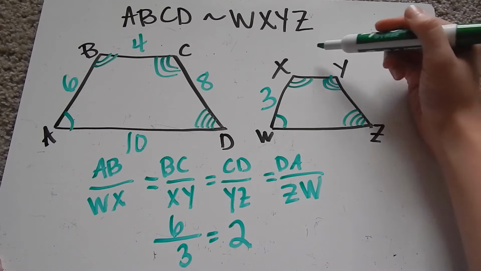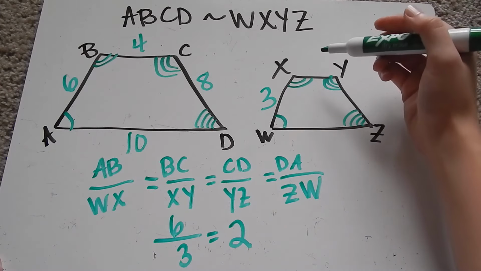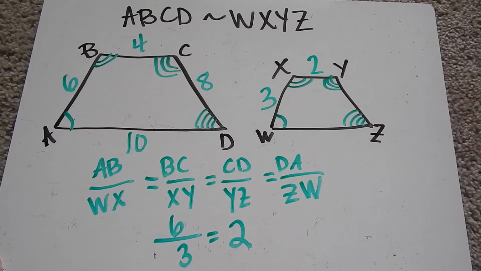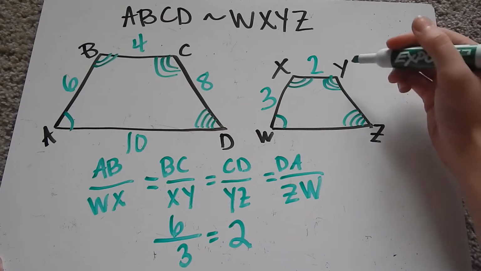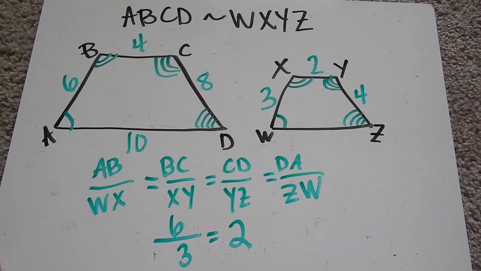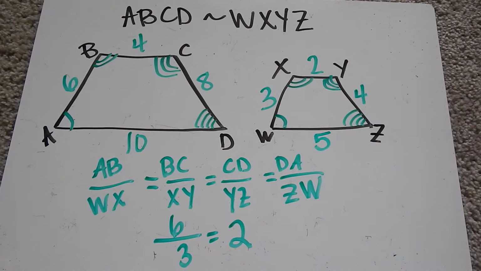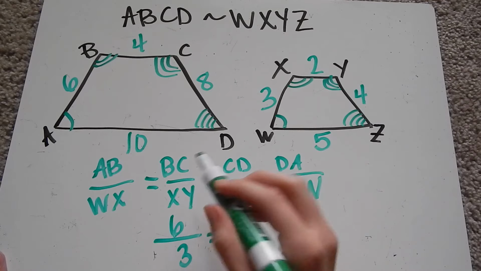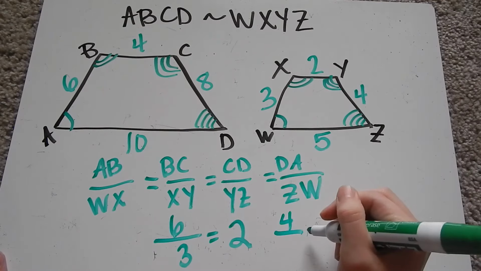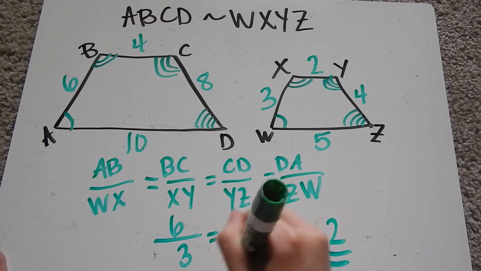So if I want to go from something to 4, and I multiply that something by 2, that number would have to be 2. 2 times 2 is 4. Same thing here. A number I multiply by 2 to get 8 would be 4. A number I multiply by 2 to get 10 would be 5. And we can go ahead and look at all the ratios. BC is 4, XY is 2. Again, we have that number 2.